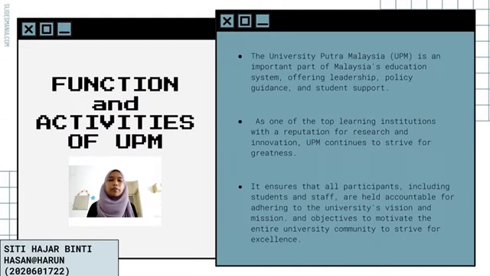The University Putra Malaysia is an important part of the Malaysian education system, offering leadership, policy guidance, and student support. As one of the top learning institutions with a reputation for research and innovation, UPM continues to strive for greatness. It ensures that all participants, including students and staff, are accountable for adhering to the university mission, vision, and objectives to motivate the entire university community to strive for excellence.